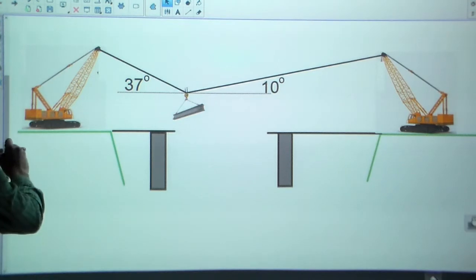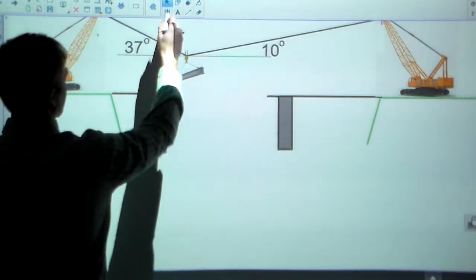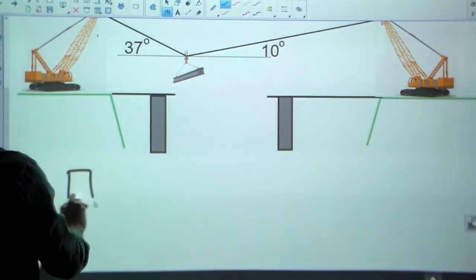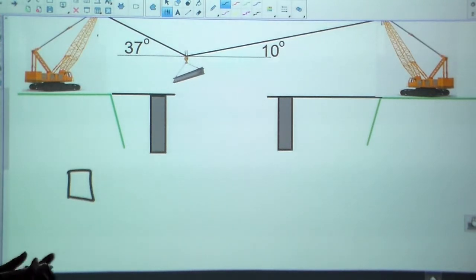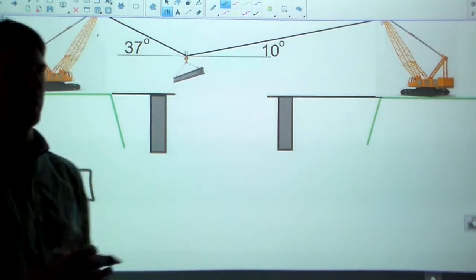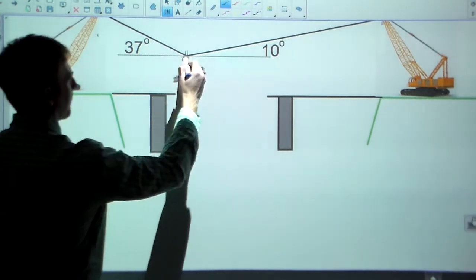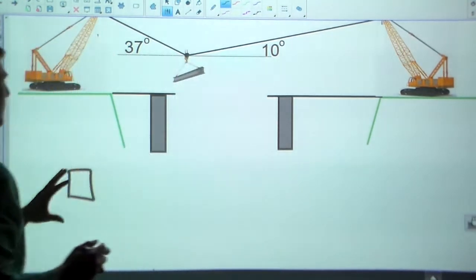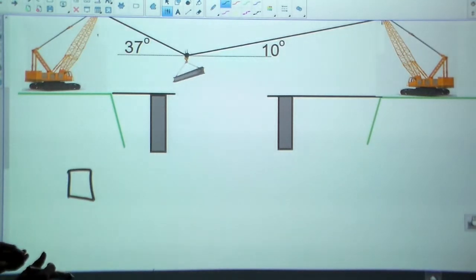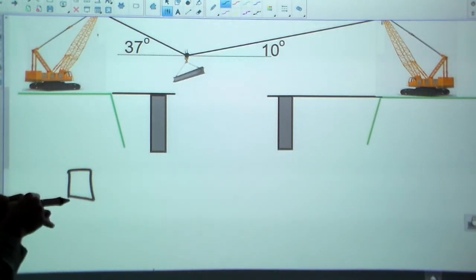So what you want to do is draw out the situation as simple as you can. Now, when you take physics, you'll hear about a free body diagram. We're really just looking at all the forces happening right here at this point. That's what this square is going to represent. Because that's where really everything's happening.